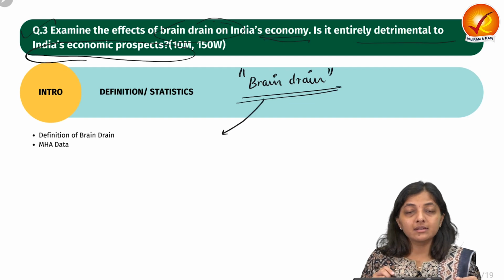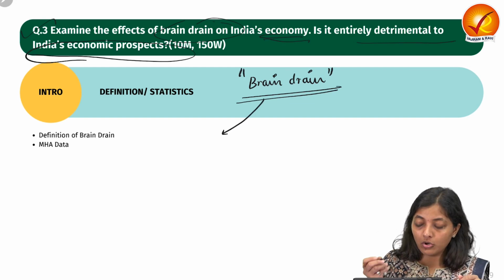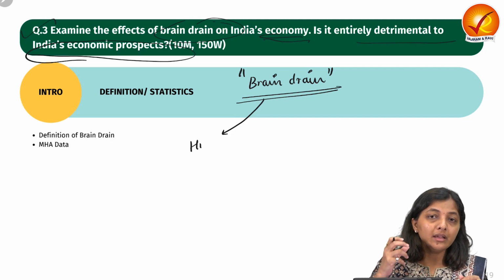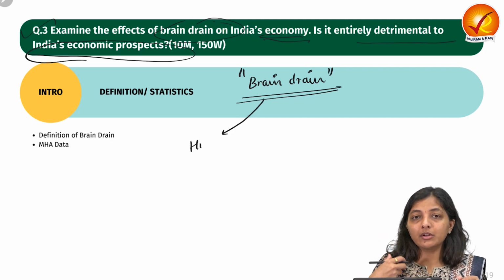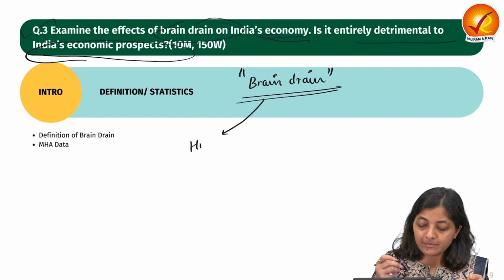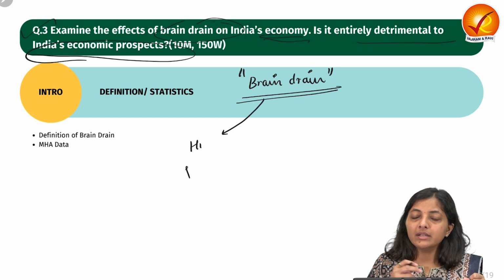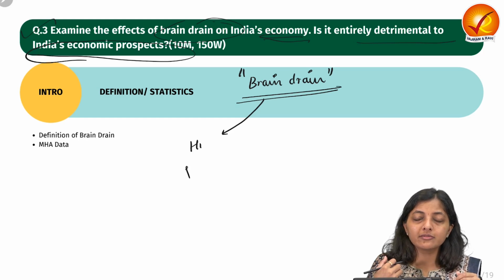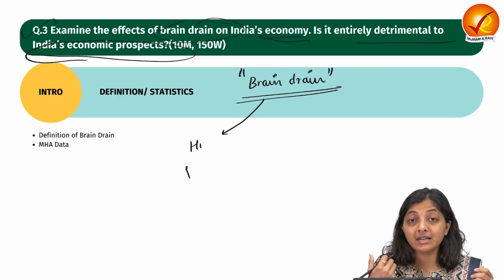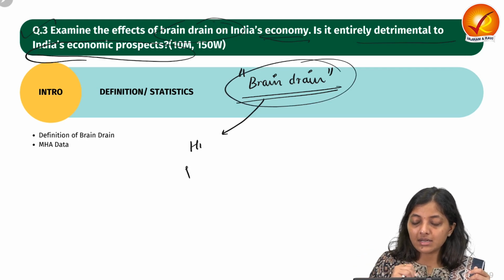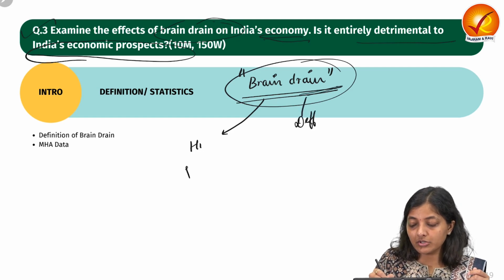Brain drain is the transfer or movement of highly intellectual, highly educated, highly skilled, qualified, competitive individuals from a developing nation to a developed nation in search of good employment opportunities, for a better quality of life, better standards of living, and better earnings. So this way you can start the brain drain introduction or the definition-based introduction.